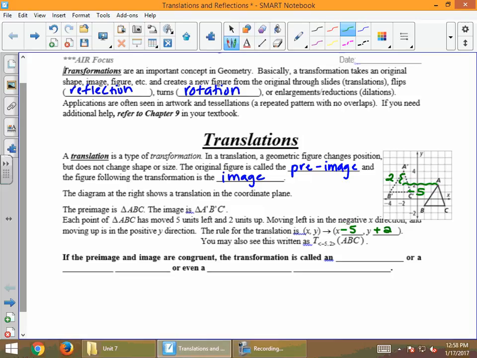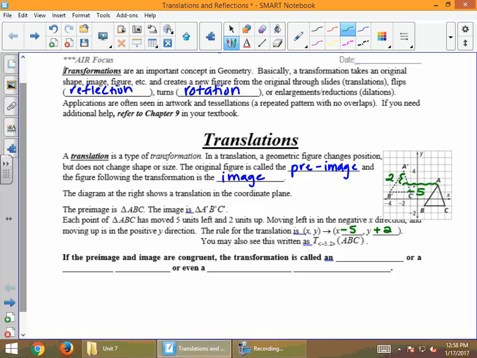Questions over there? You can see it as a capital T, and then these kind of pointed brackets. Again, the negative 5 is first, because that's representing your horizontal shift, your x shift, and then the positive 2 goes second, because that's representing your up and down shift. Questions over that? You'll see both of them.